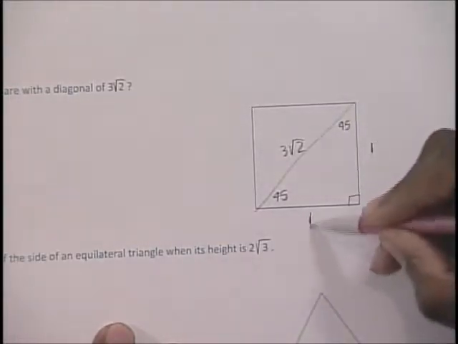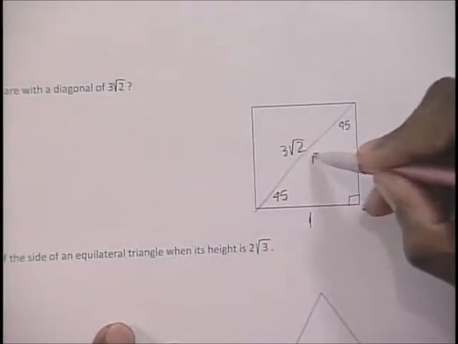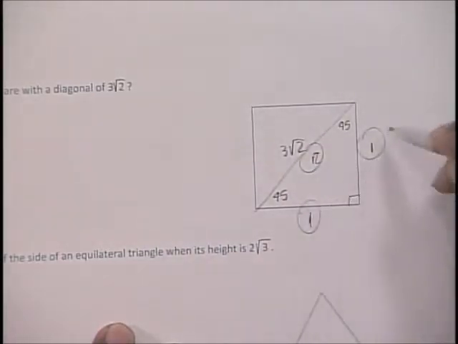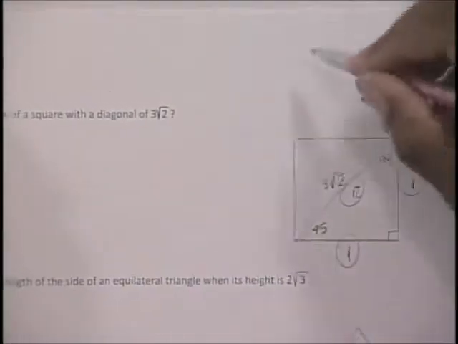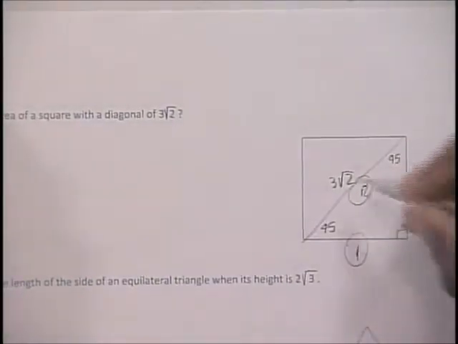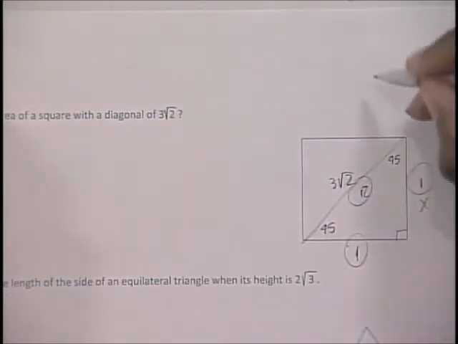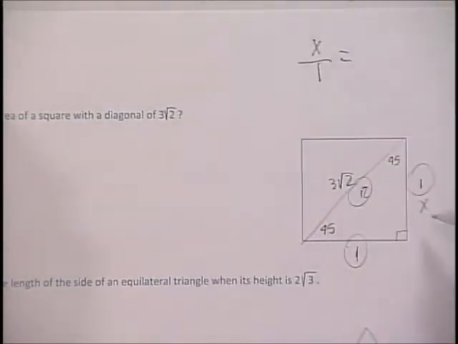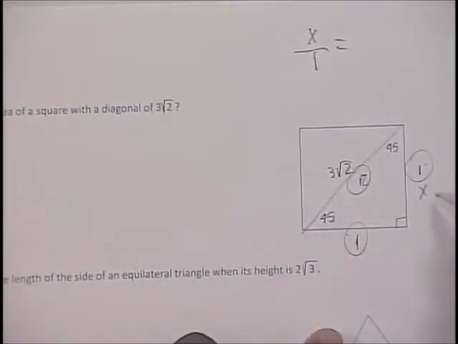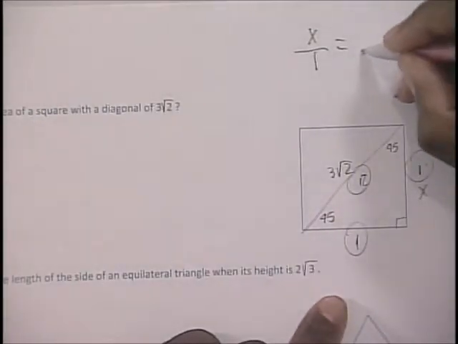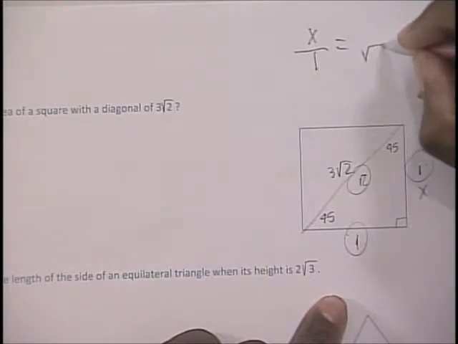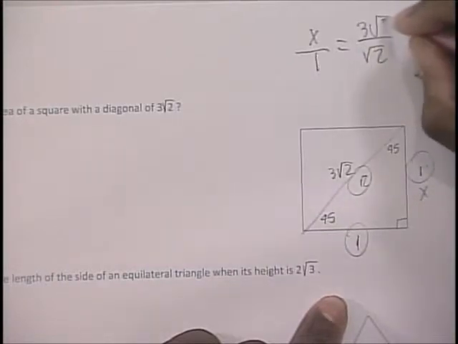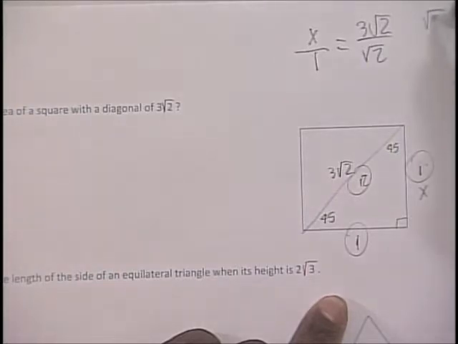All right, so you got a 1-to-1 to radical 2 ratio. We only got a minute left. Now you set up a proportion. So what's this side here? You have x over 1 is equal to 3 radical 2 over radical 2. You cross multiply, you end up with radical 2 times x is equal to 3 radical 2. You divide by radical 2 on both sides, you get x is 3.